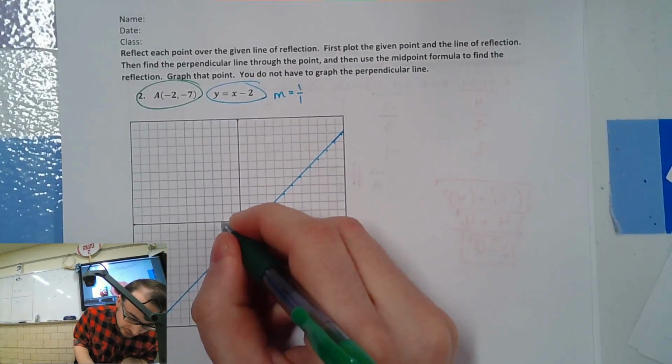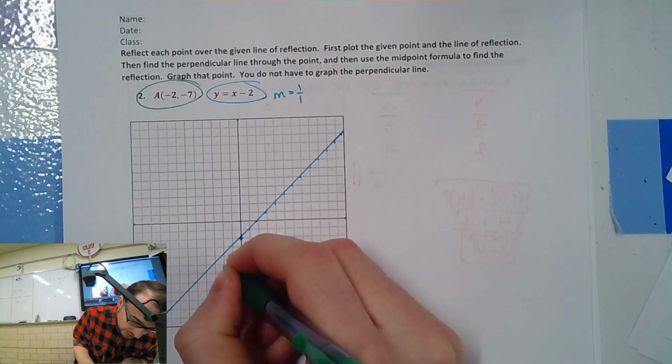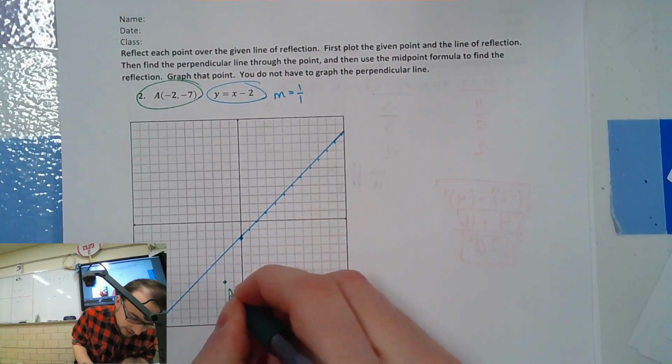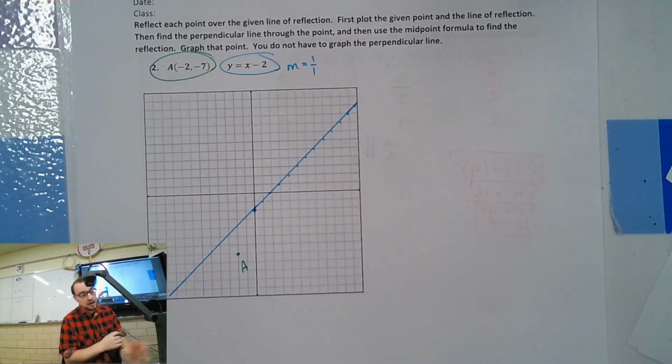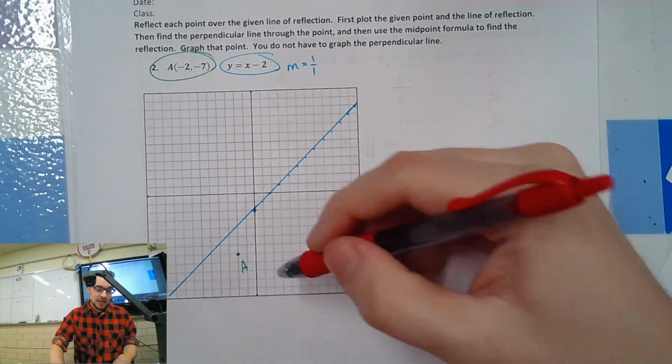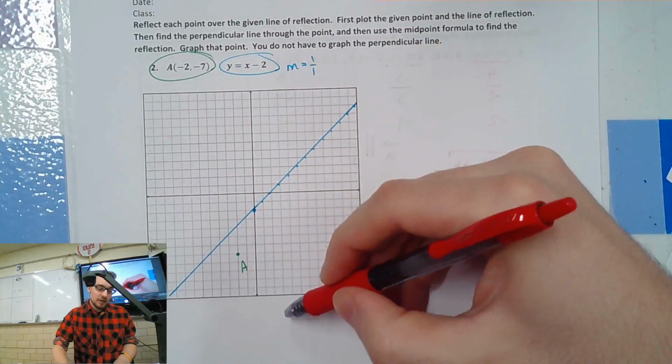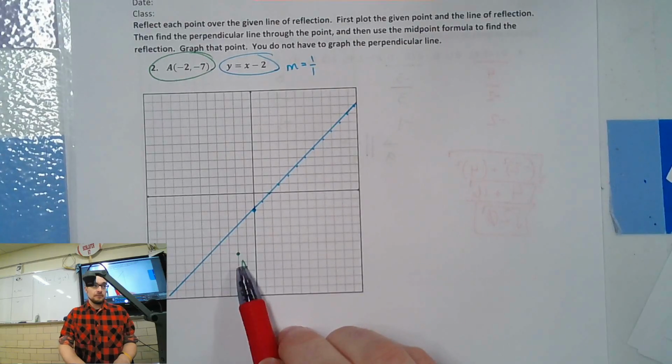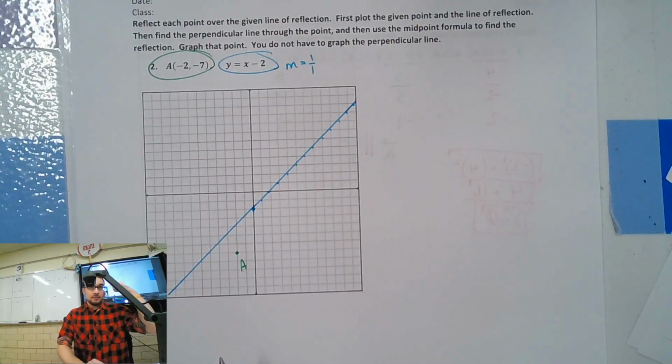Here's -2, -7. 1, 2, 3, 4, 5, 6, 7. That's A. We're going to reflect that point across this blue line. In order to do that, I need to find a perpendicular line that goes through this point. Starting to come back to you?